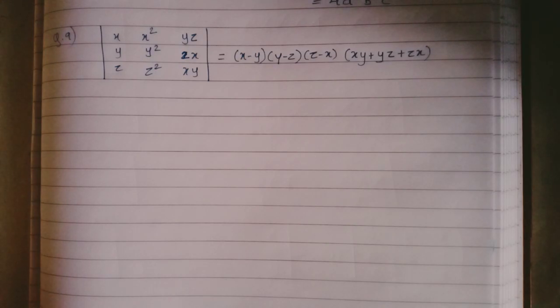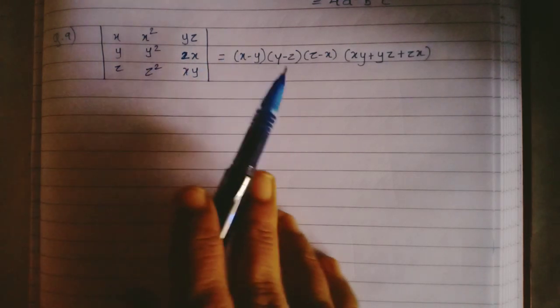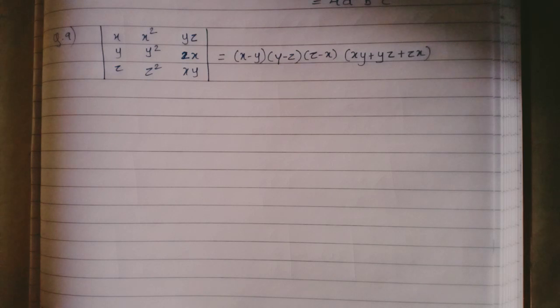Hello students, so we were solving exercise 4.2. So I'll solve question 9 today. Okay, so here the question is: given this determinant, you have to prove it equal to this. Okay, so let's start solving it. So we have to do some row operations or column operations.